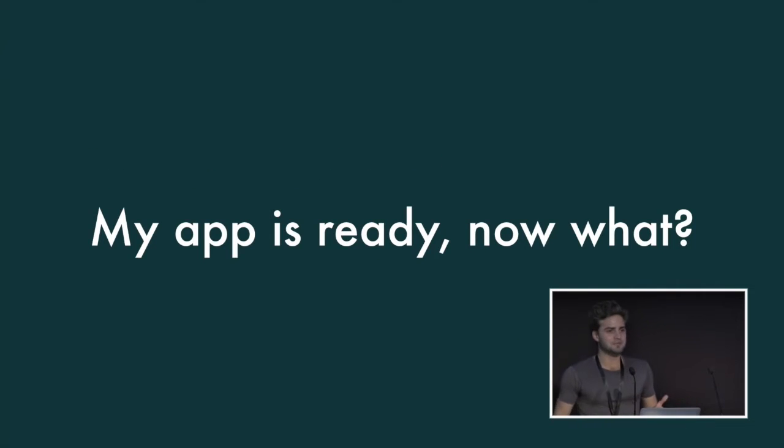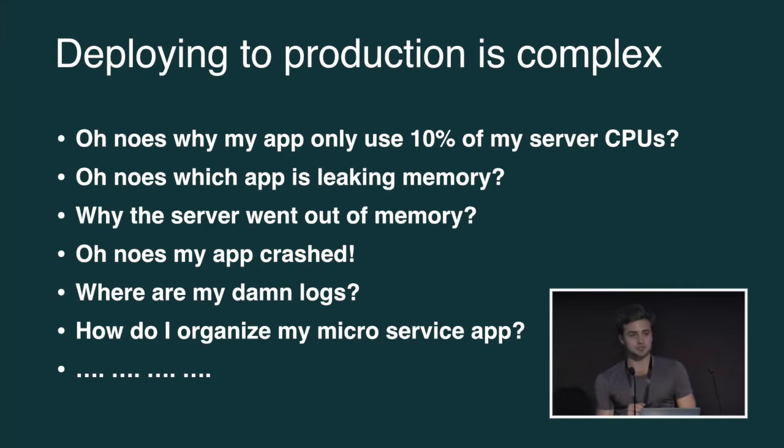So my app is ready. I developed my application. Now I need to put it in production. But deploying to production is complex. There are a lot of parameters to take into account. Like my application only uses half, 10% of the resources on my servers. My app is leaking memory. Why did the server go out of memory? A lot of questions come to mind when you need to deploy your application.